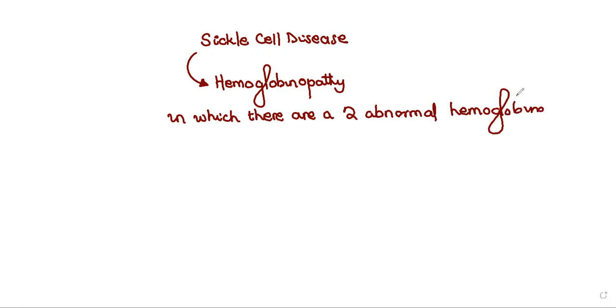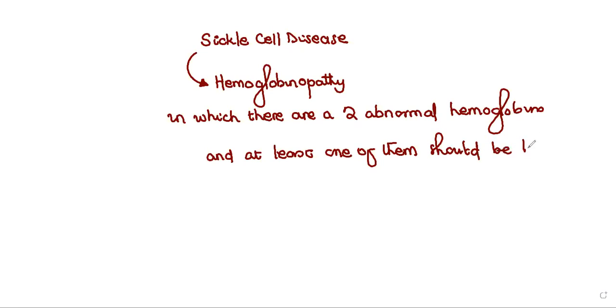So both hemoglobins are abnormal. And in addition, at least one of the hemoglobins should be S. Do you get the point? So we are saying that we have a hemoglobinopathy. Both of them are abnormal.